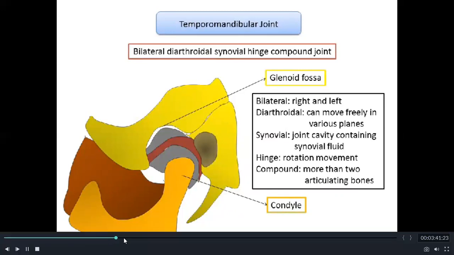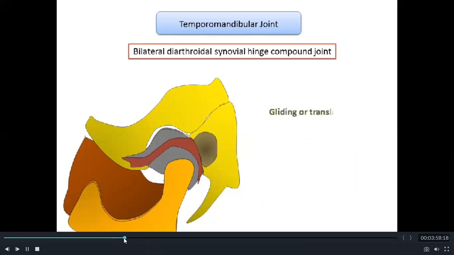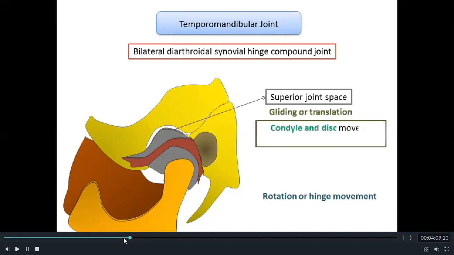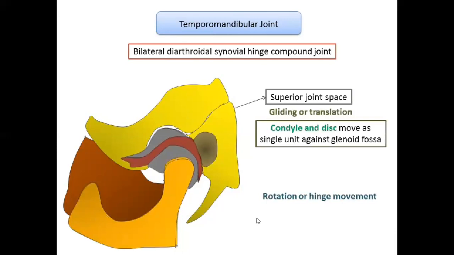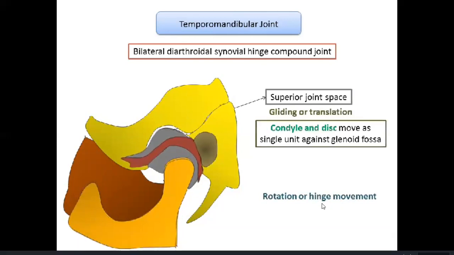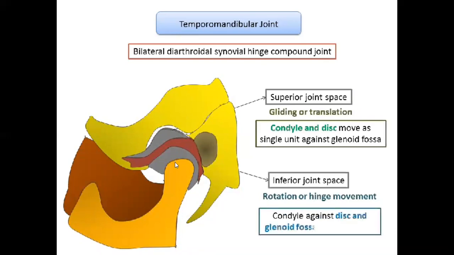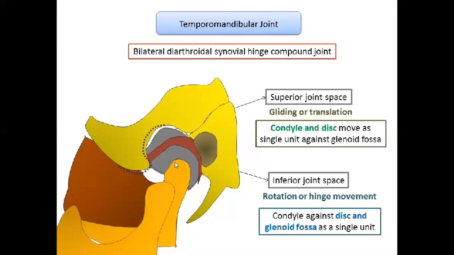We'll see in detail what are all the movements that are peculiar to the TMJ. Yes, two kinds of movements occur which are unique to this joint: the gliding or translation, that is the forward movement, and the rotation or hinge, that is the rotational movement. The rotational movement occurs in the inferior joint cavity, and this hinge movement occurs during the first 20 millimeters of mouth opening.